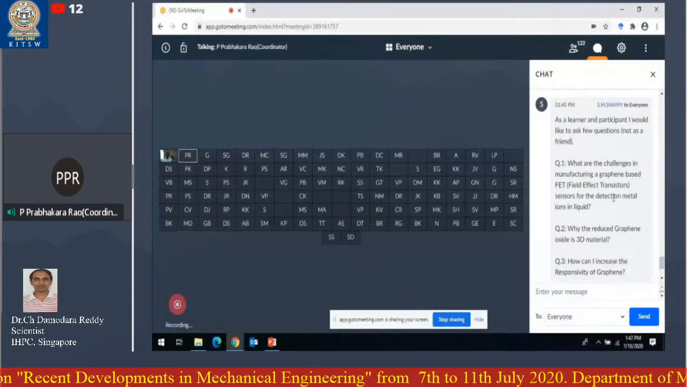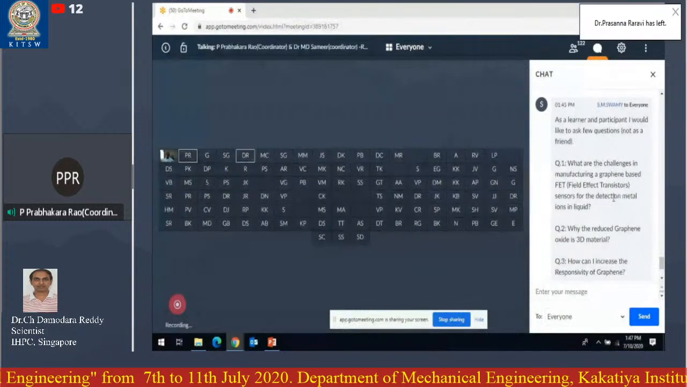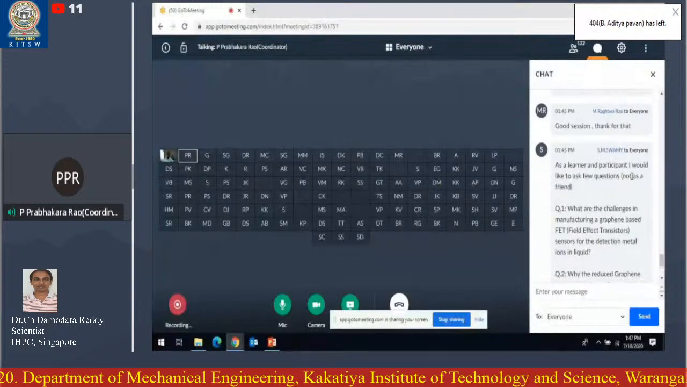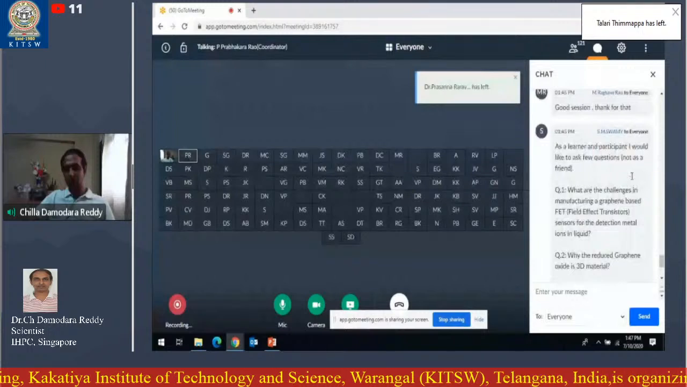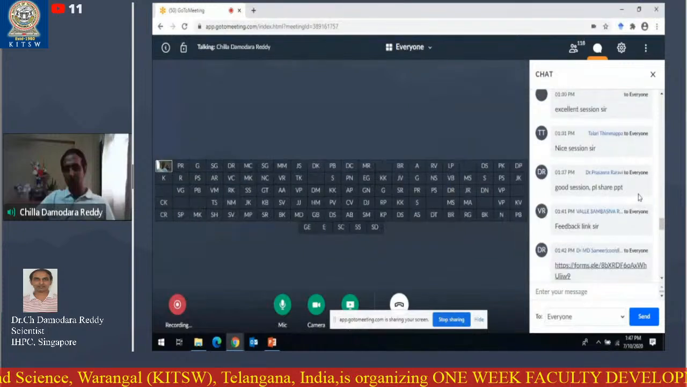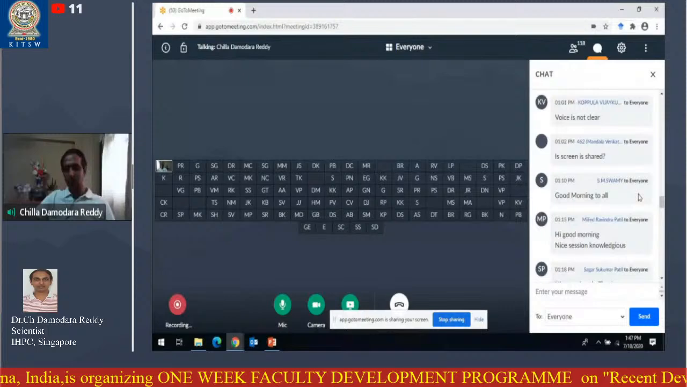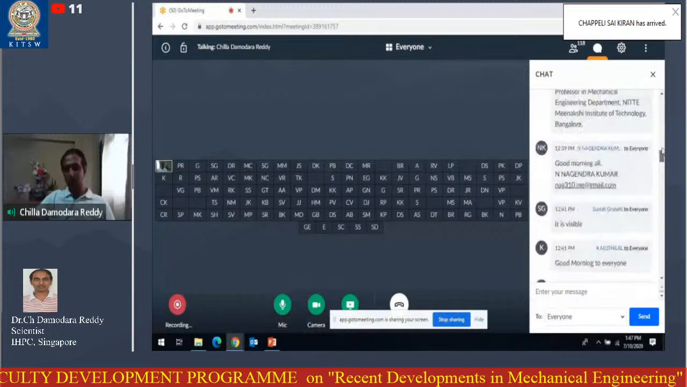Otherwise, in your chat box, we have read this question, sir. Damu, how can I increase the responsibility of graphene? So what kind of responsibility? Responsibility means whether it's chemically responsible or mechanically responsible, or what kind of... It's a general question. I don't know what responsibility means.